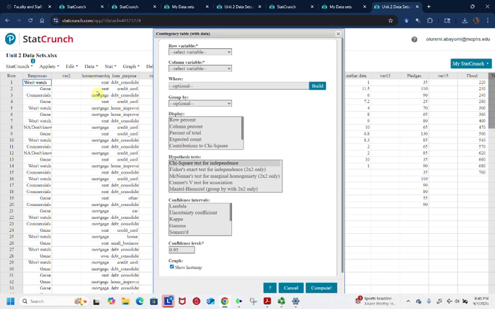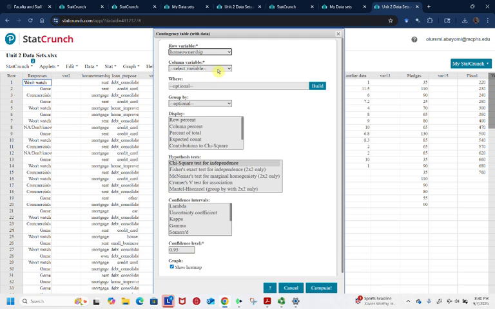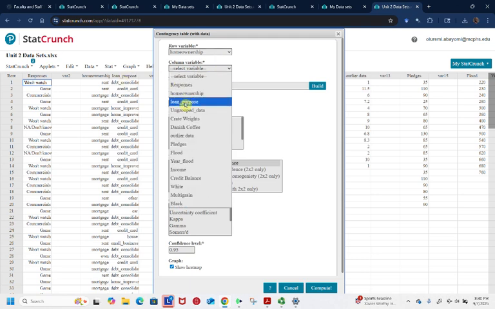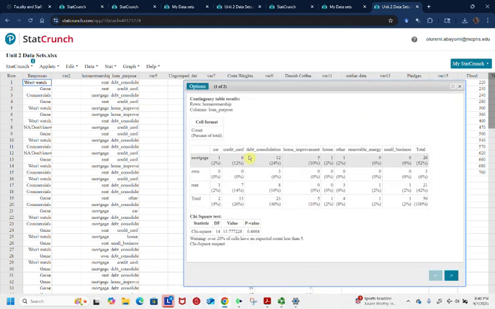Then I'm going to choose one of these columns to be my row variable, and the other column will be my column variable. So I'll go ahead and let this be home ownership versus loan purpose. And in particular, I want percent of total, and I would like it to show the heat map as a quick visualization tool. So I'm going to hit compute, and that should return the contingency table results of home ownership versus loan purpose.